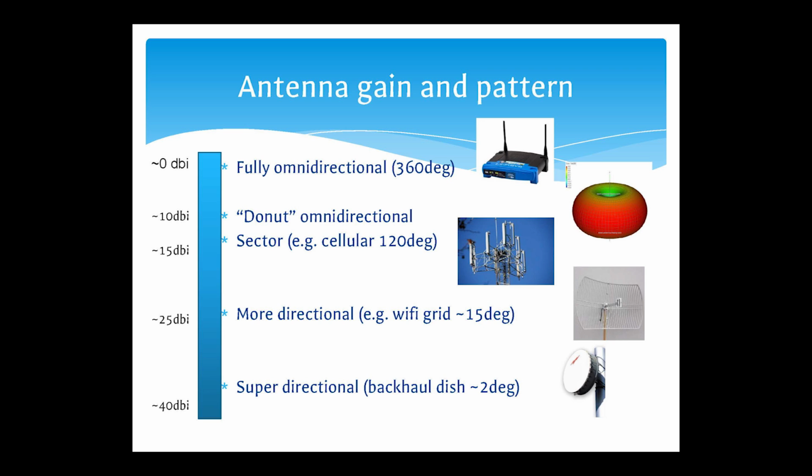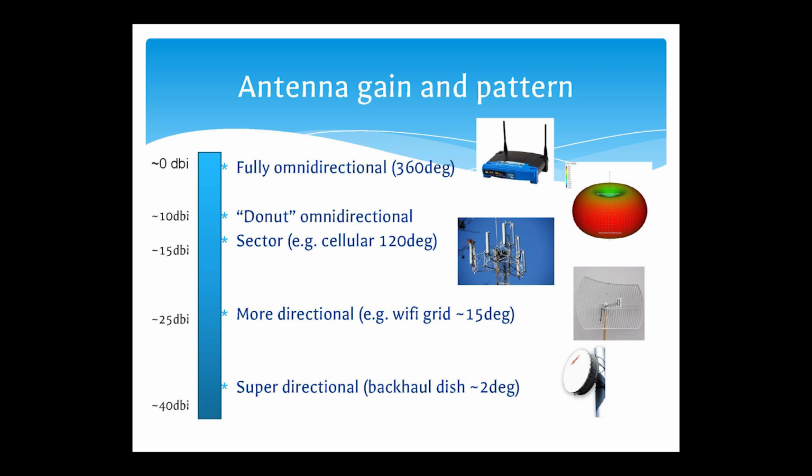If you want a bit more coverage in your house, then you can get a donut type omnidirectional antenna. Most of those are around 10 dBi of gain versus the near 0 dBi of a fully omnidirectional antenna. These have a donut coverage pattern where it covers more to the side where usually people are, and it spends less power transmitting into the ground or straight up into the sky.